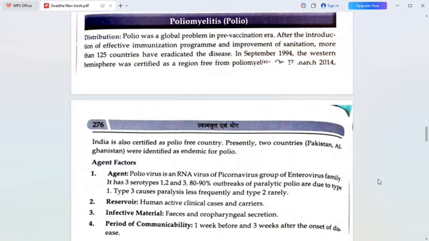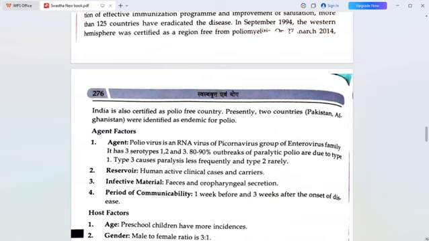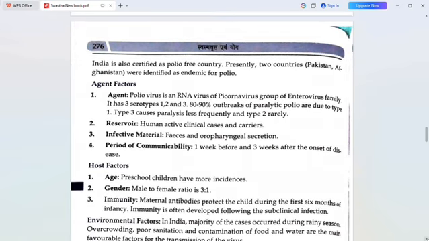In September 1994, the Western Hemisphere was certified as a region free from poliomyelitis. On 27th March 2014, India was also certified as a polio-free country. Presently, two countries, Pakistan and Afghanistan, were identified as endemic for polio. So, there are only two countries which are endemic for polio, and that is Pakistan and Afghanistan. In India, it was declared polio-free on 24th March 2014.